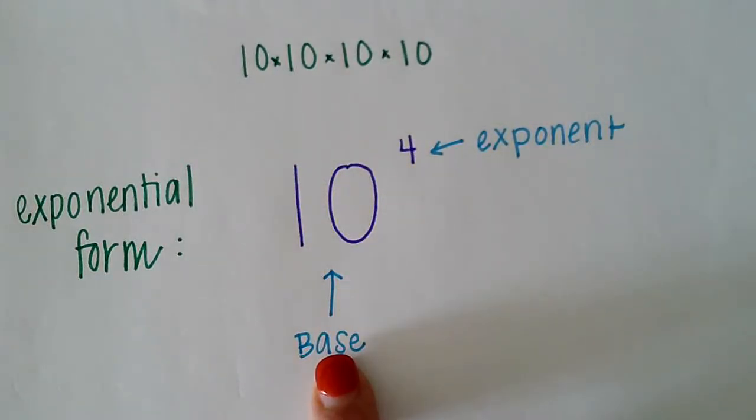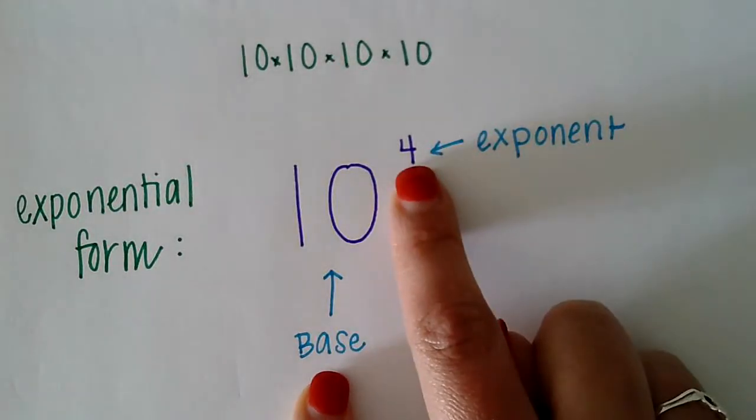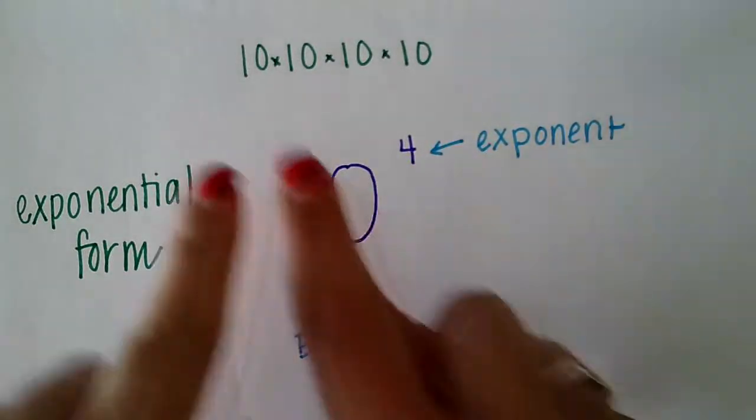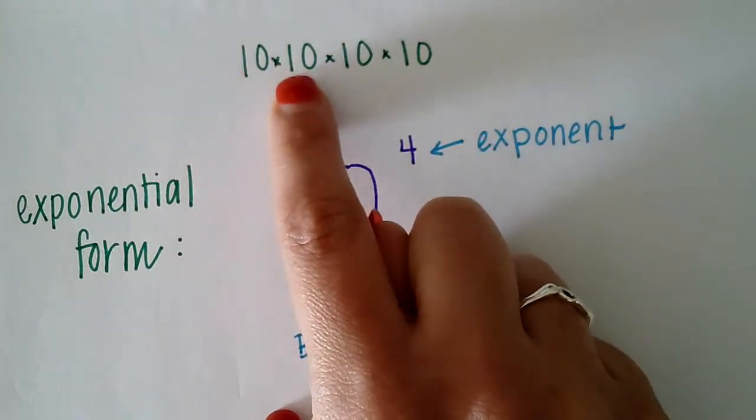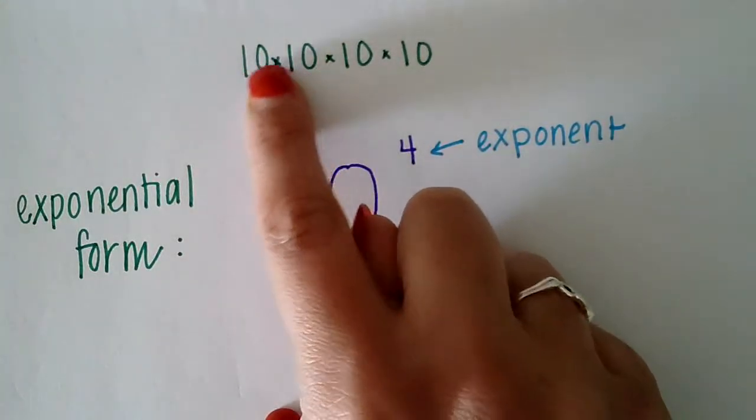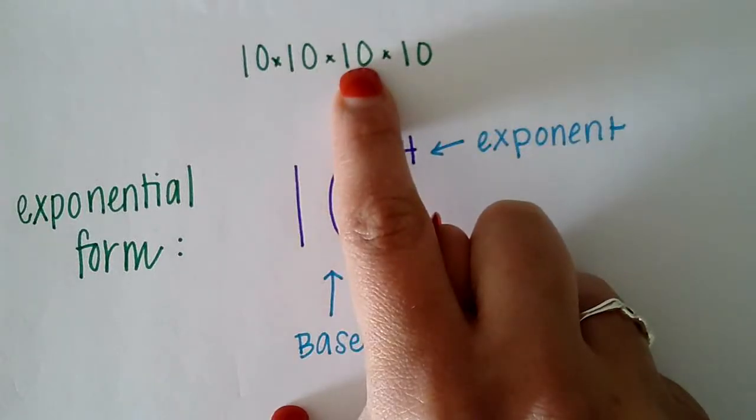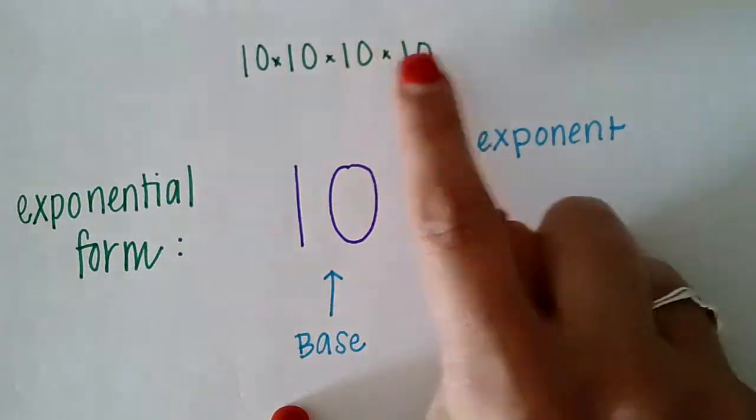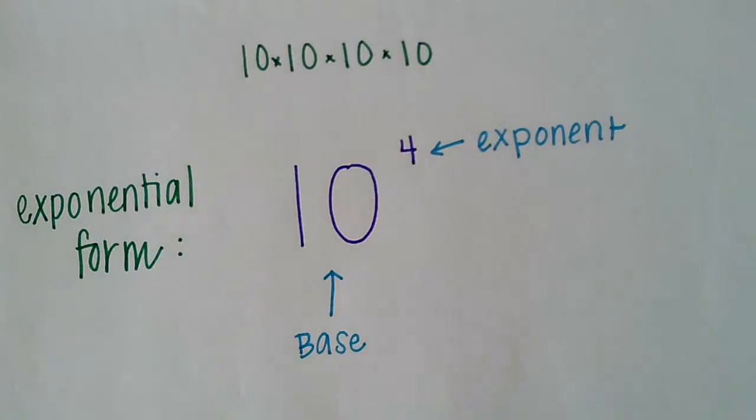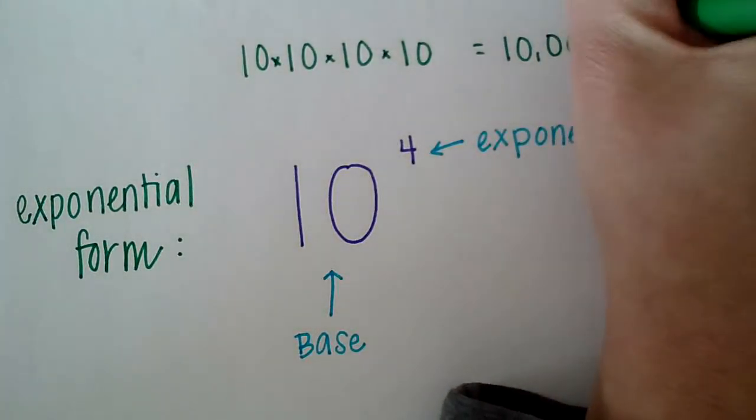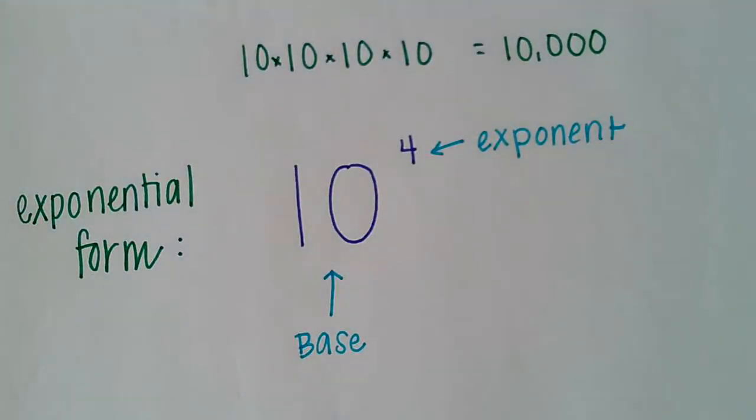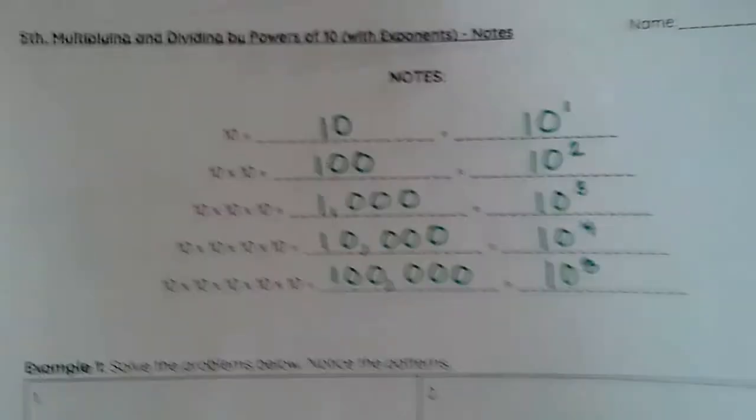So we've got a base of 10, so that is the number that's going to be multiplied. And then the exponent tells us how many times we are going to multiply it. So in this case, we've got our 10, and we multiply it 4 times. So we would multiply 10 times 10. The answer to that times 10. The answer to that times one more 10, giving us our final answer. In this case, 10,000. So let's get started.